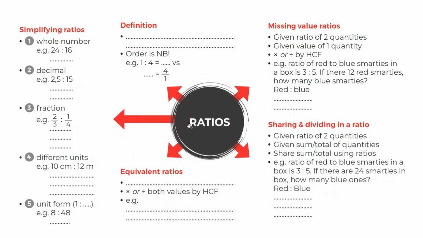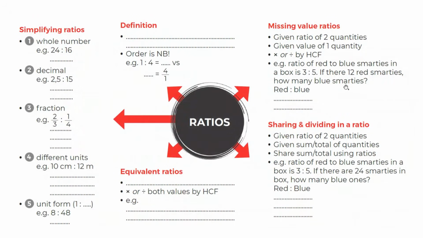Then, the 2 main kinds of ratio questions are a missing value ratio and sharing and dividing in a ratio. So you can see a learner needs to, how do they recognize it? What are they looking for in their question? For a missing value ratio, they need to recognize they're given the ratio of 2 quantities and the value of 1 quantity, and then they need to find the missing one, either by multiplying or dividing by the highest common factor. Whereas with sharing and dividing, again, they're given the ratio of 2 quantities, same as that one, but this time they're given the sum or the total of the quantities, and now they need to share in that ratio.